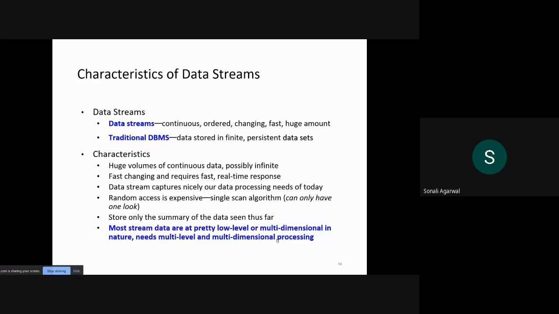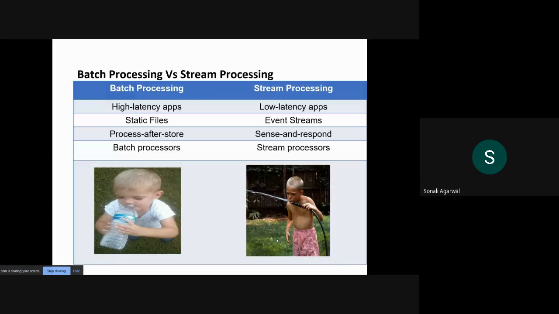Most stream data are at a pretty low level or multidimensional in nature, but they need multi-level and multi-dimensional processing. So we have to make our IR process so robust that it can work on multiple dimensions. I am just giving you one example of two situations. First, when the data is at rest, and second, when the data is in motion.